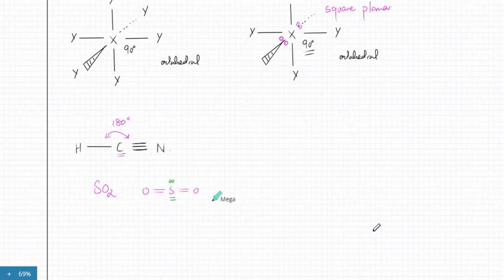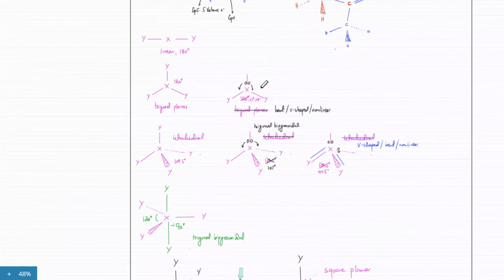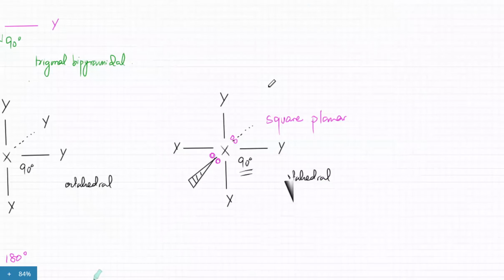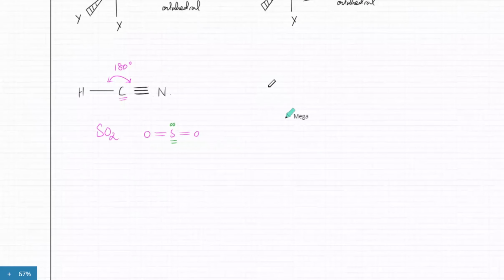So the shape of a molecule would be that when you have two pairs of bonds and you've got one lone pair on the other side, the molecule shape would look like this. So I'm going to draw this molecule in the exact same arrangement.